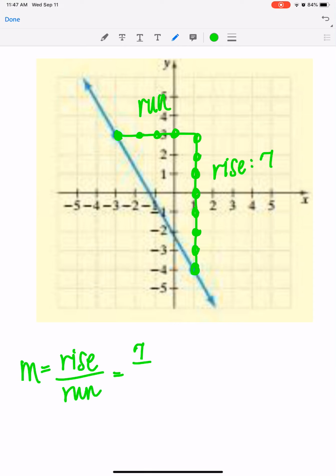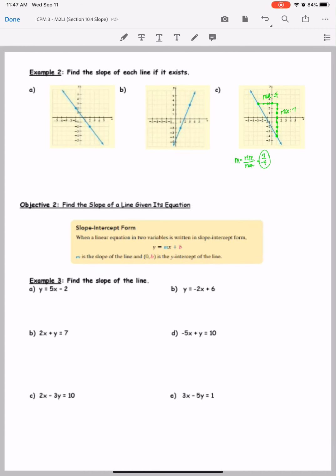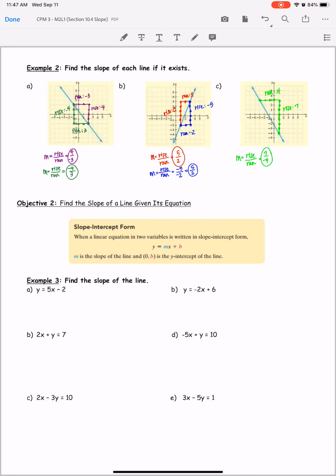And because this is going to the left towards all of these negative numbers, that means this is a -4. So again, can I simplify 7 over -4? No, we cannot, so that is my slope. Okay, so that's how you find your slope on a graph.